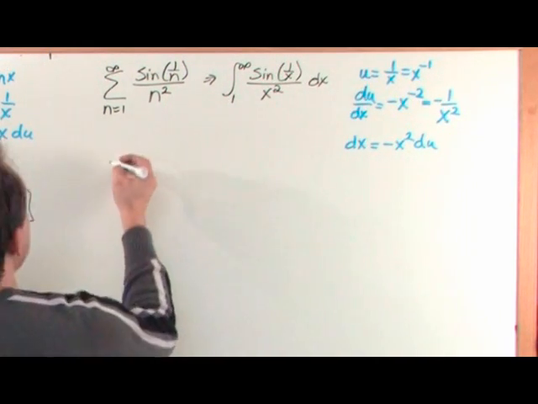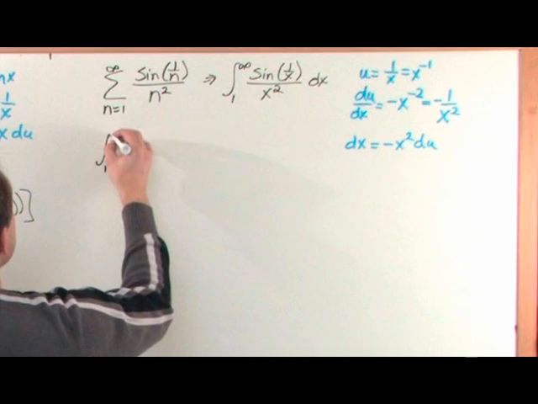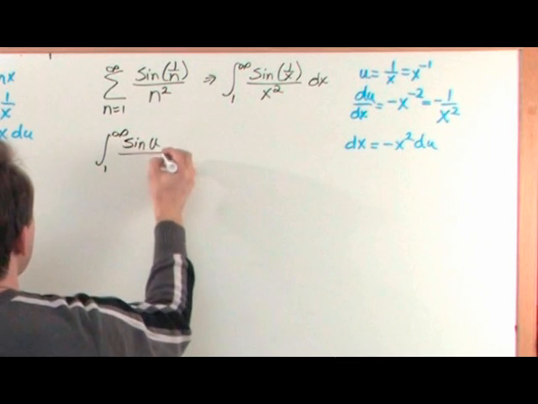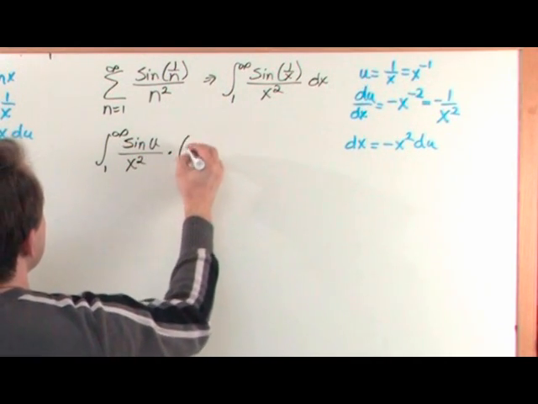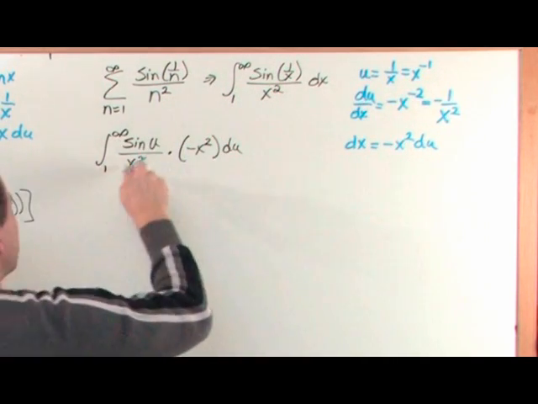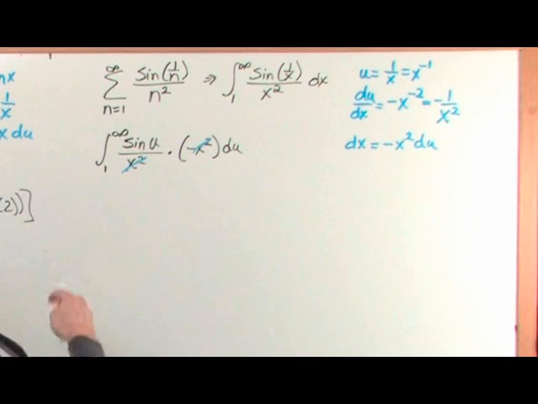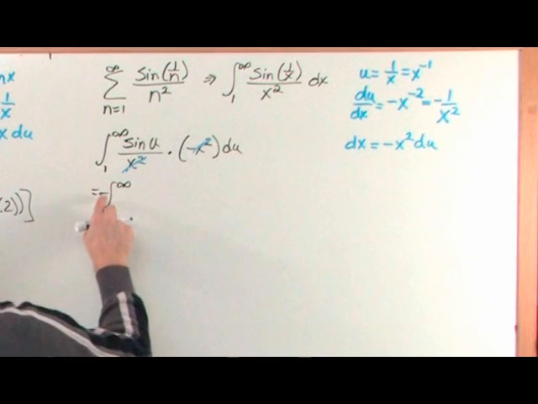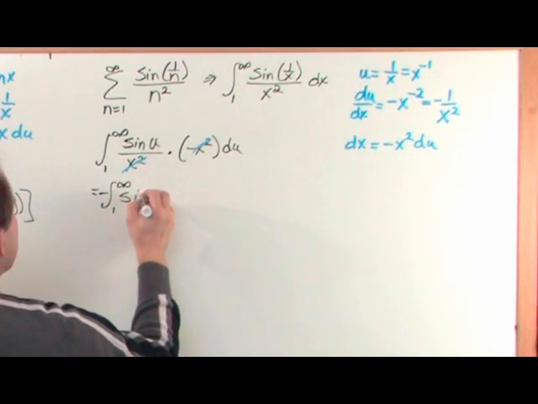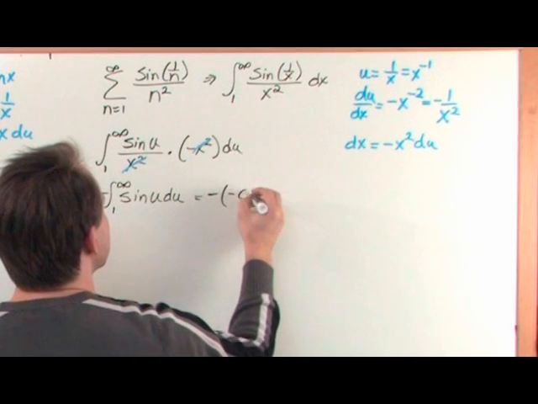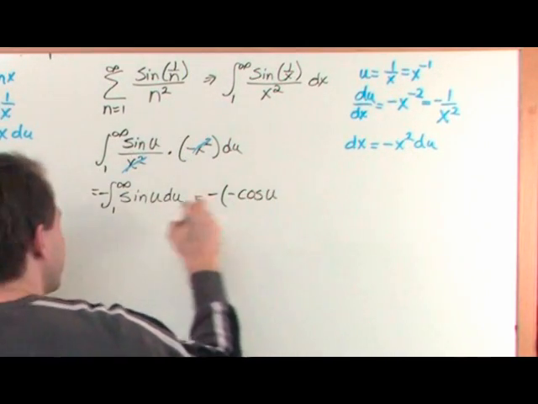Now the next thing I want to do is plug that in and see what I have. The integral from 1 to infinity of sine of u, because that's what 1 over x is equal to, over x squared times negative x squared du. And that's exactly what we wanted. We got a nice cancellation between this and this. It's negative, because I have a negative sign, the integral of sine u du. Now, what is the integral of sine? You should remember it's negative cosine. So I have a negative out front times negative cosine of u.